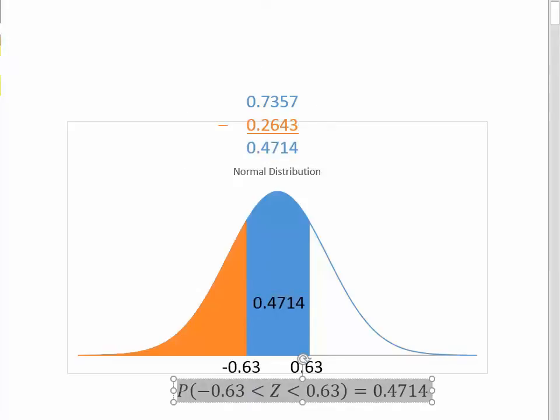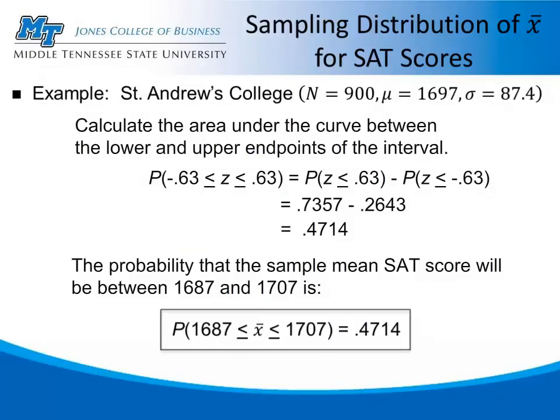But the probability that you have a z value that's between negative 0.63 and positive 0.63 is 0.4714. But maybe looking at it from this perspective, it's a little bit easier to understand what you're doing. This slide kind of summarizes it. We wanted to find the probability that the SAT score for the sample mean was between 1687 and 1707.